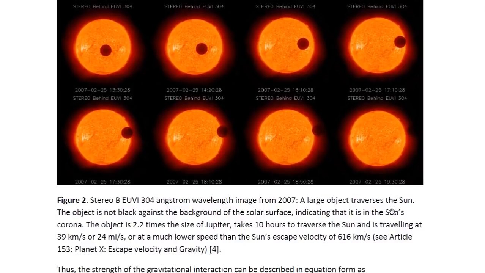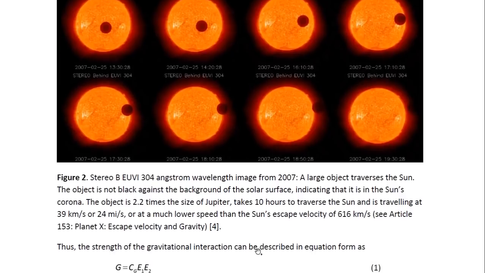And so this object, because it was so close to the sun, we could do a size comparison with the sun, turned out to be 2.2 times the size of Jupiter. It took 10 hours to traverse the sun, so that meant it did so at a speed of 39 kilometers per second. But that's way below the sun's escape velocity. So that meant that this object was not obeying gravitational law as we have understood so far.